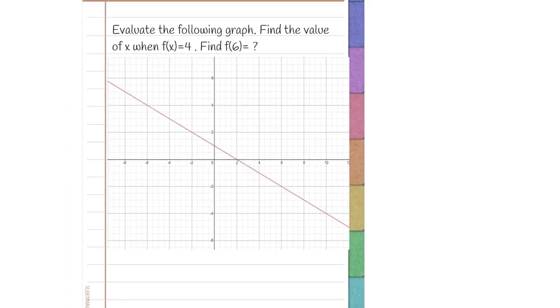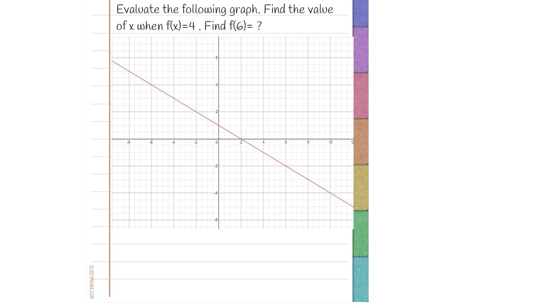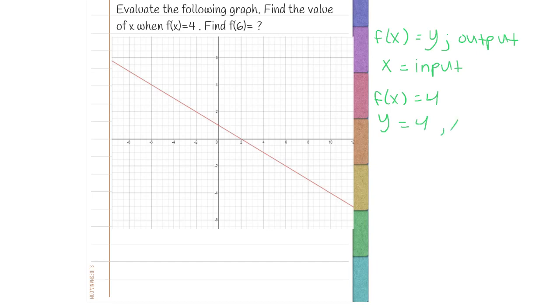And now for the next one, it says evaluate the following graph, find the value of x when f of x is equal to 4. Again, f of x is the same thing as y, okay? And this is also the same thing as the output. Our x is our input, okay? So right here, f of x is equal to 4 is the same thing as y is equal to 4. And they want us to find what x is.